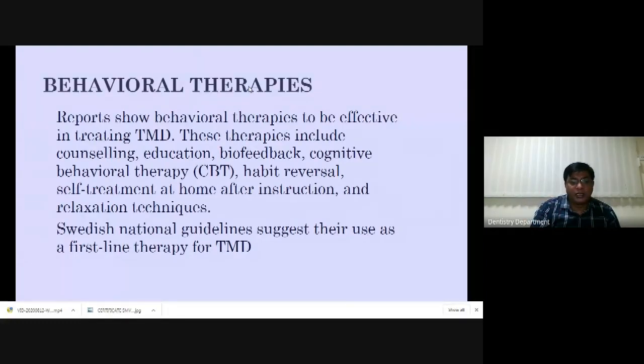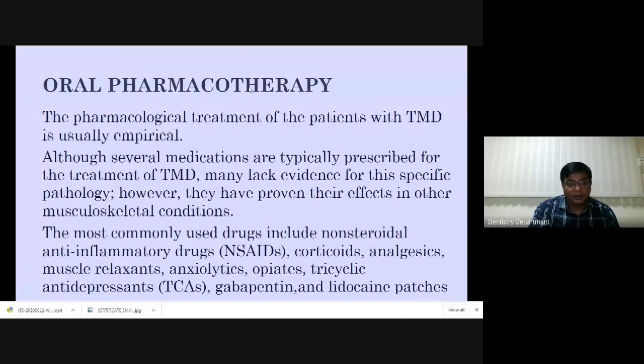The Swedish national guidance suggests their use as a first-line therapy for TMD. So they are treating TMD first with behavioral therapies, not with drugs or something like that, not with your occlusal splints, etc. They treat them with behavioral therapy as a first line of therapy in Sweden.